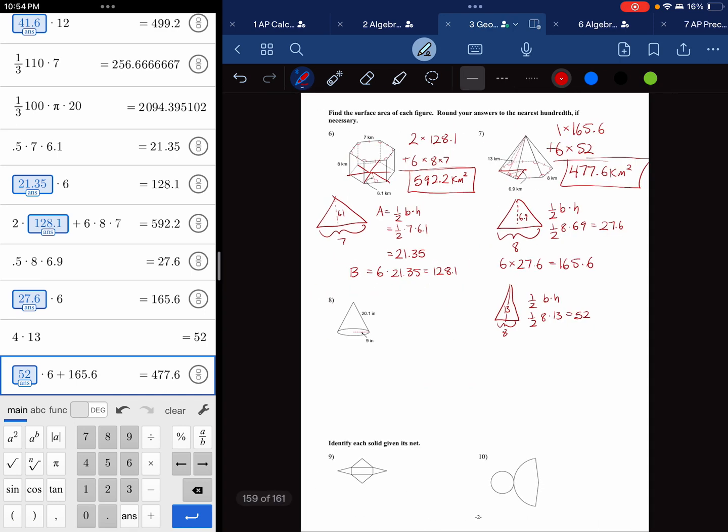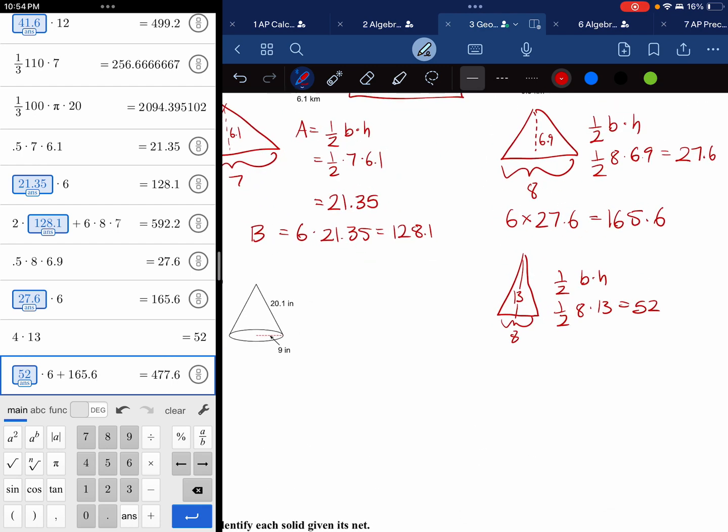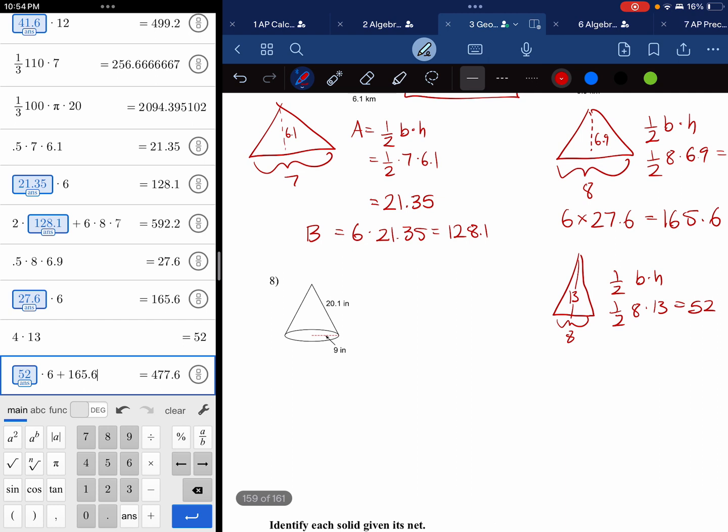All right, moving on to number 8. 8 is notoriously difficult. You can just use the formula if you'd like. I'm going to rederive everything, but I can show you the shortcut right now because I'm sure that's what you're asking for.